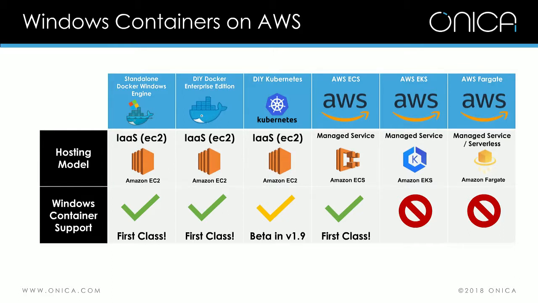And then you can see on the last row, the Windows container support. So today, we have first-class Windows container support in ECS, and we hope we'll see it in the future in EKS and Fargate. So I would recommend today the starting point for Windows containers in AWS should be ECS.